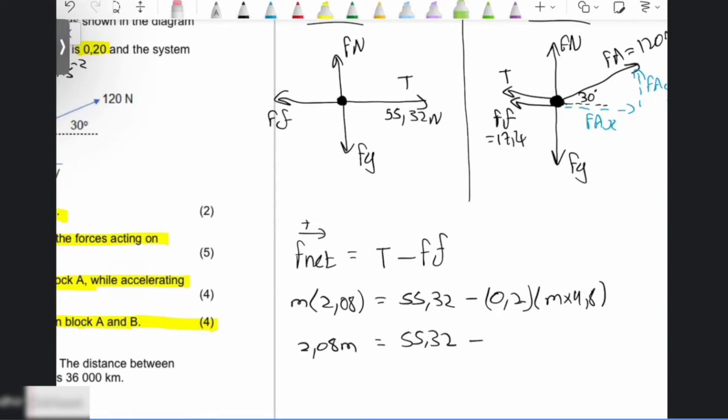Remember here, guys, you can't do this. You can't do that separately like that, because this is already multiplication. So this is basically like this. This is 9.8 m already. So it's 0.2 times the 9.8, which is going to be 1.96. So it's 2.08 m, which is equal to 55.32 minus the 1.96 m.